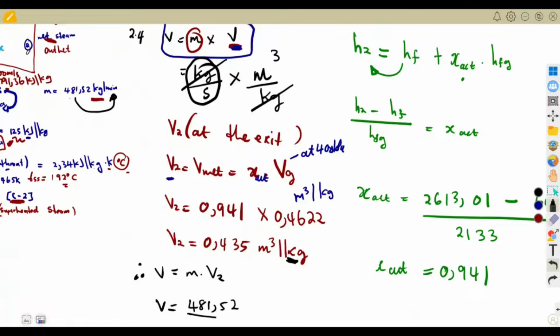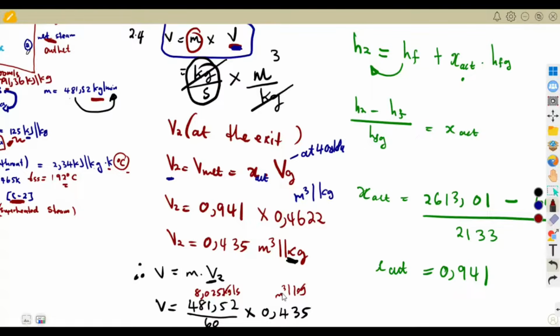So the flow rate is going to be the mass per second, which is 481.52 per minute. We divide by 60 because this is per minute, all right, to get per second. Or if you want, you can just divide directly, which is going to give you something like 8.025, which will be in kilograms per second. So if we multiply this by the volume, which is our V2, the actual volume of 0.435, which is measured in cubic meters per kilogram, you will see that the kilogram and this kilogram will cancel.